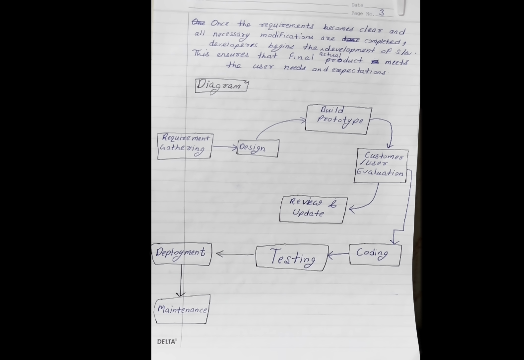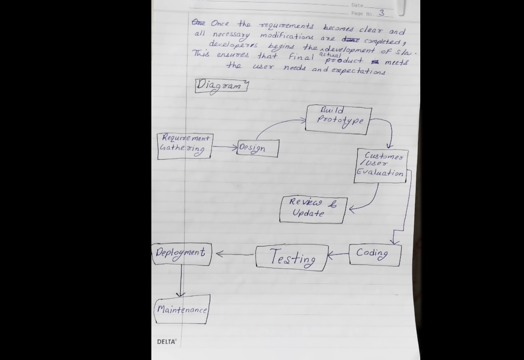So after collecting the requirements, a simple and preliminary design of the system is prepared, and this design focuses on the overall structure of the software, user interface, input screens, output screens, and basic functionality. And this design phase provides a general idea of how software will look and work, and it acts as a blueprint for building the prototype, and it helps the developers to organize the major components of the system.